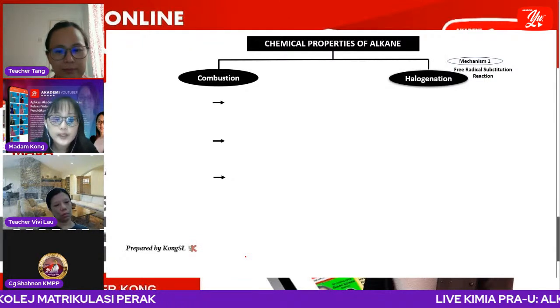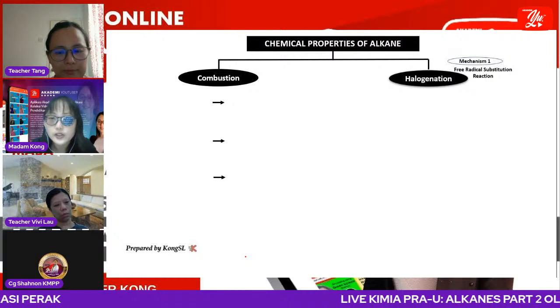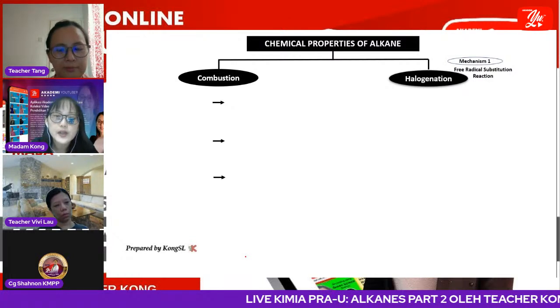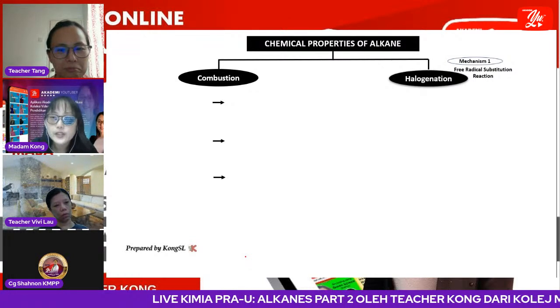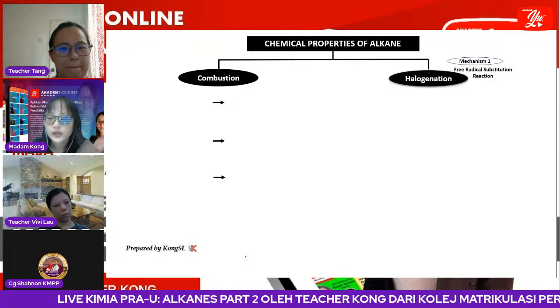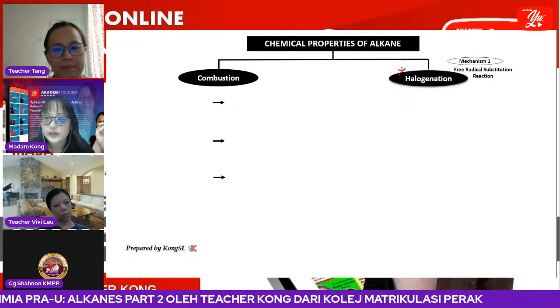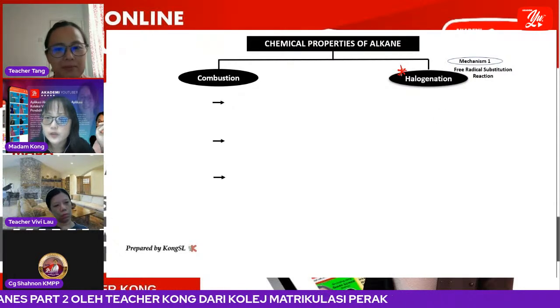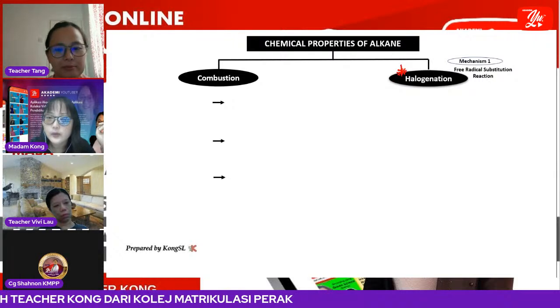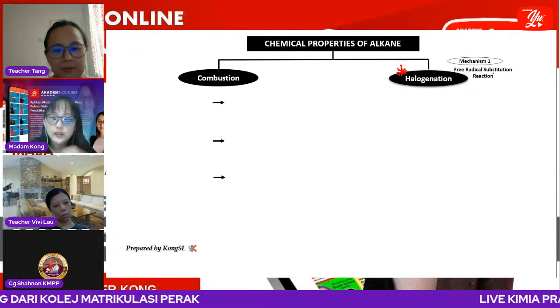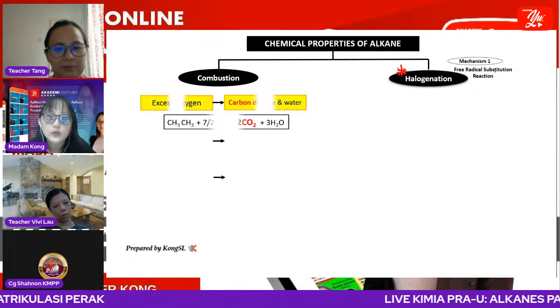Next, we proceed with chemical properties of alkane. There are two: one is combustion, another one is halogenation. The question will always ask what type of reaction. If the question asks about what type of reaction, for this one you have to be alert. For halogenation, most of the students cannot answer. Let's look at the equations one by one.